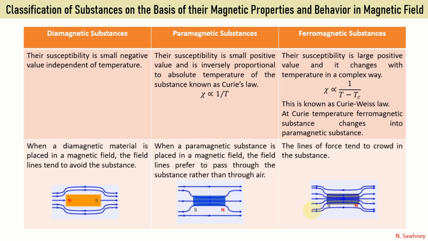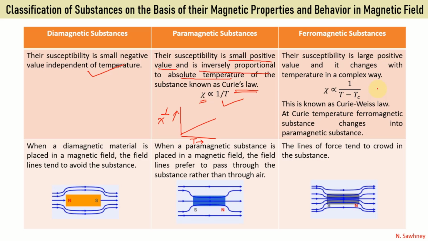The susceptibility is a small and negative value, and it is independent of temperature in diamagnetic substances. While in paramagnetic substances, the susceptibility is a small positive value and is inversely proportional to the absolute temperature of the substance, which is also known as Curie's law. That is, susceptibility is proportional to 1 upon temperature. That is, they lose their magnetic behavior with the rise in temperature. Paramagnetic substances lose their magnetic behavior with the rise in temperature.